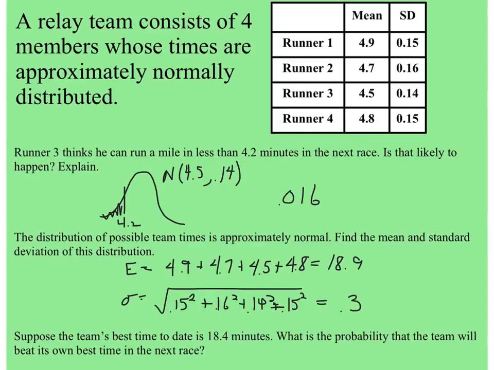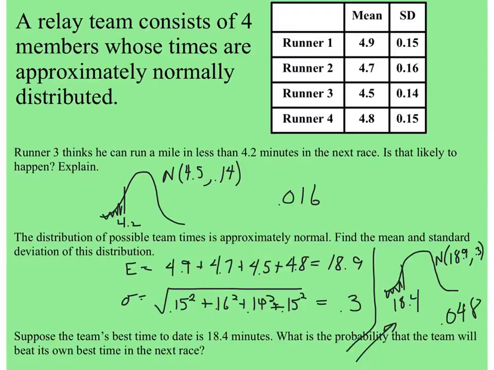So finally, it says, suppose the team's best time to date is 18.4. What's the probability they will beat their own best time? Well, I haven't left myself a lot of room here, so let me put this problem right up here. We're under a normal distribution with a mean of 18.9 and a deviation of 0.3, and we want to know 18.4. And using our calculator, the normal CDF, we get a 0.048 probability.